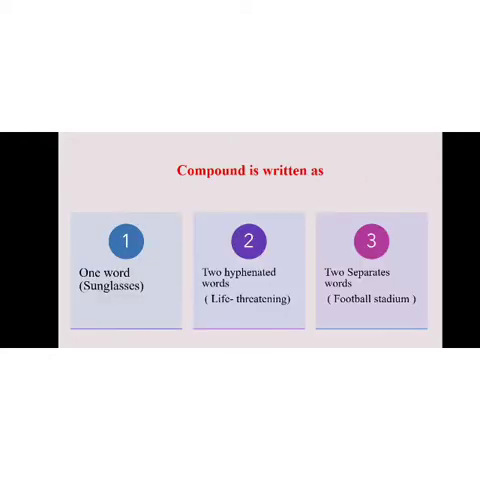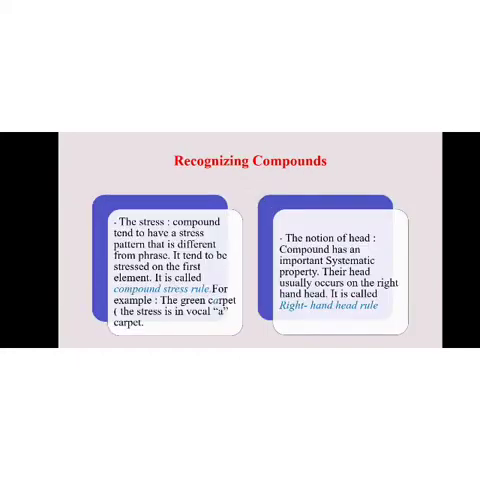And compounds can be written in three types. The first one, one word, for example, sunglasses. The second is two hyphenated words, for example, life-threatening. And the last is two separate words, for example, football stadium. Compounds can be recognized in two forms.